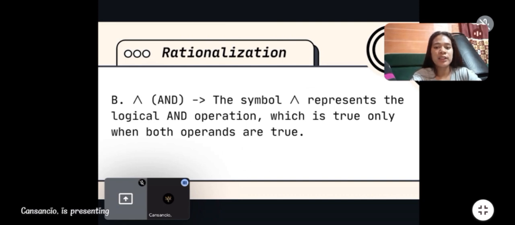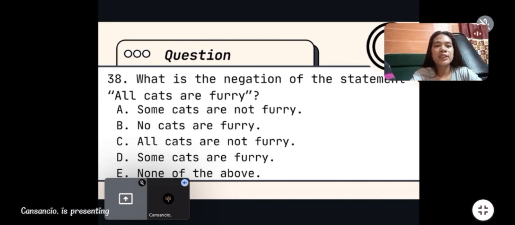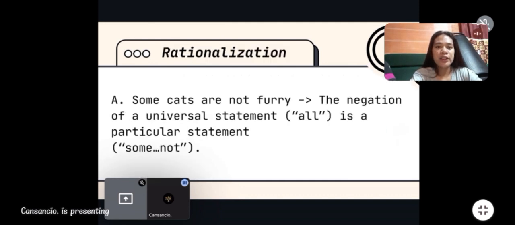Next, number 38. What is the negation of the statement all cats are furry? A, Some cats are not furry. B, No cats are furry. C, All cats are not furry. D, Some cats are furry. Or letter E, None of the above. So the correct answer of this is letter A. Because the negation of the universal statement all is a particular statement, some or not. So the correct answer of this is A. Some cats are not furry.